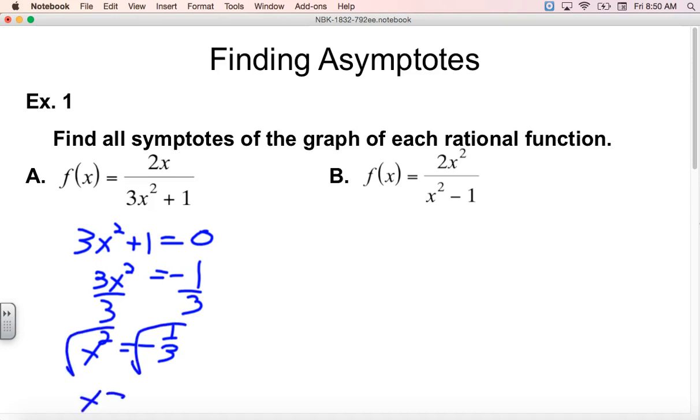Right here we get x equals plus and minus. The important thing is that we're going to get something that's imaginary. We get the square root of negative 1/3, which I'm not going to take the time to simplify, but it's imaginary. So that means we're not going to have any vertical asymptotes. So for this one, no vertical asymptotes.